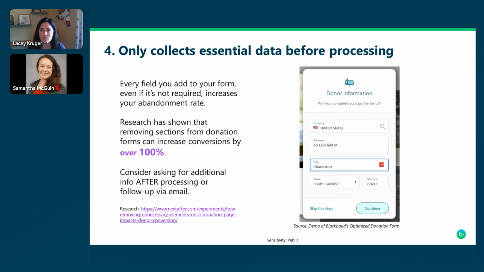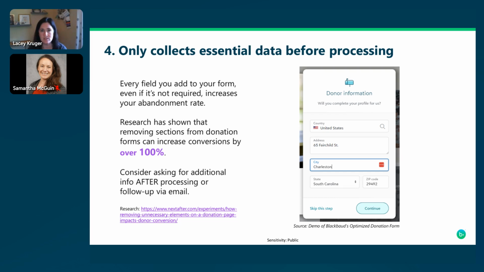Okay, key to conversion number 4 is that the form should only collect essential data before processing. So we've seen through A/B testing that every single field you add to your form, even if it's not required, increases your abandonment rate. We've done some studies where we've removed non-required sections and even just a field or two from a donation form, and we've seen the shorter form have increased conversions by over 100%. So it's again that cognitive load. Seeing those fields on the form just creates friction.